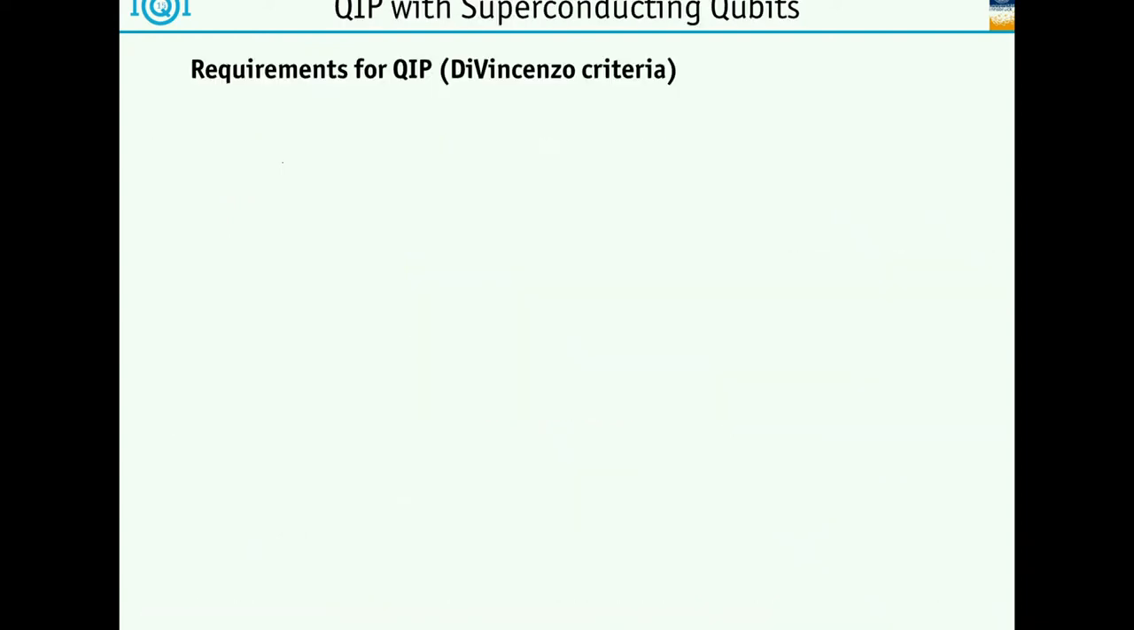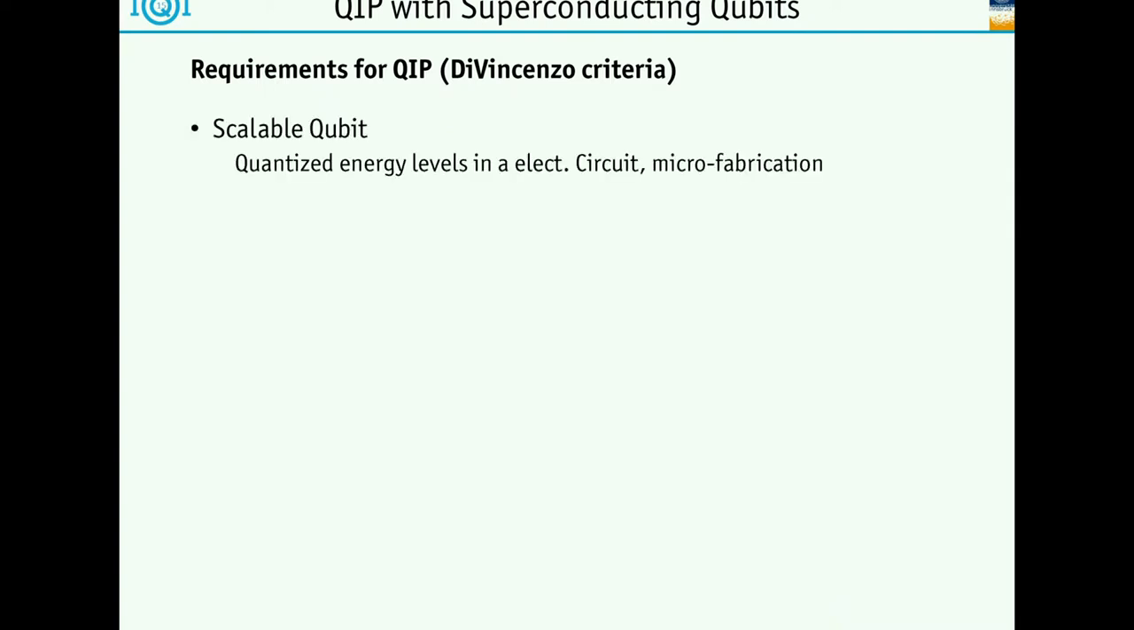If we want to talk about quantum information processing, the really minimal requirement, and I really say minimal, are the DiVincenzo criteria. So maybe let's go through them step by step and see how superconducting qubits actually fulfill these. And this will essentially also give us a list I want to go through with you of what we are trying to understand in this lecture, in the following lectures as well. So we need a scalable qubit.